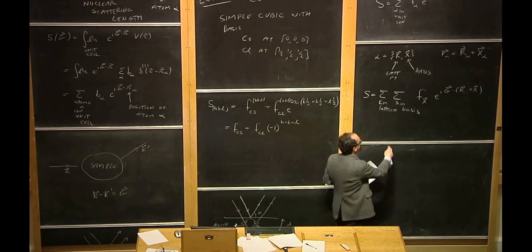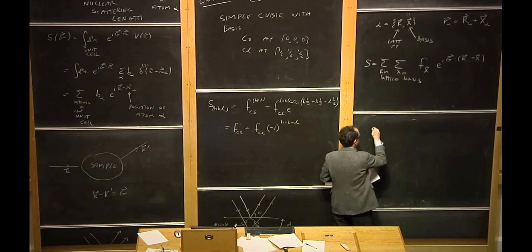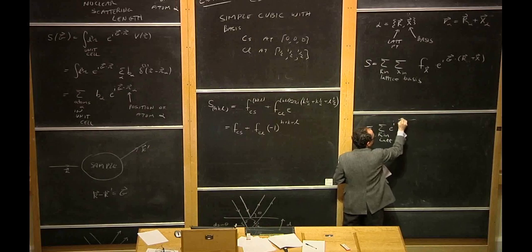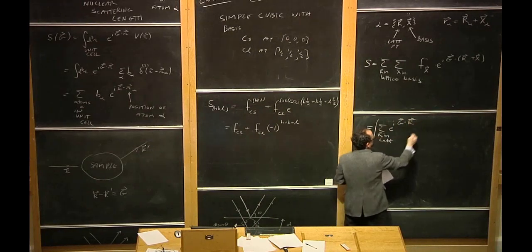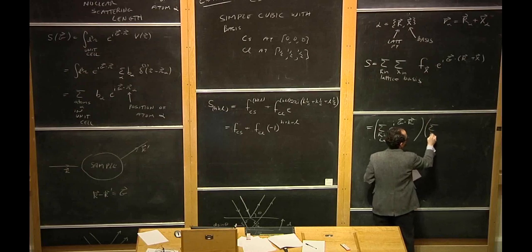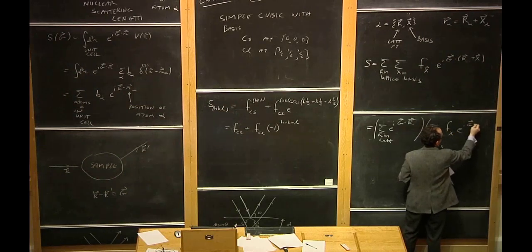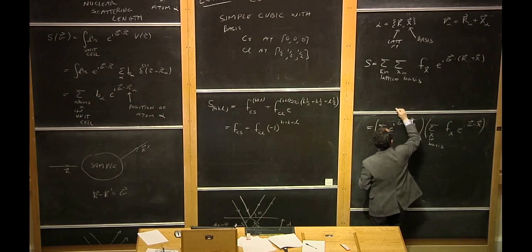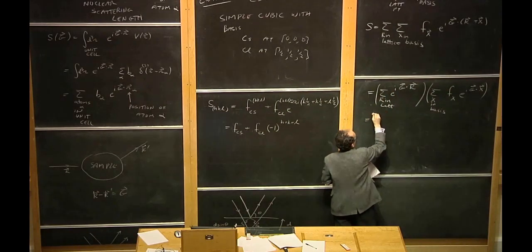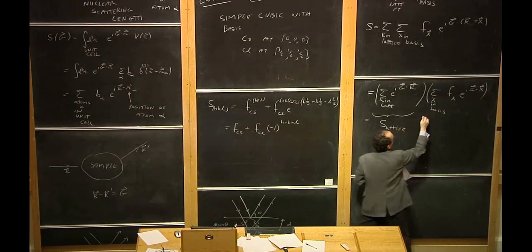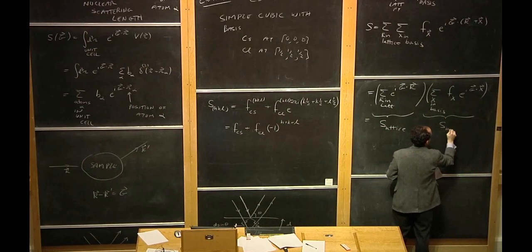Okay? Then we can factor this, write it as equal to the sum over R in lattice of e to the i g dot R, times the sum over x in basis of f sub x e to the i g dot x. Okay, so this is what we just calculated above. This is S for the lattice. And this here is S for the basis.